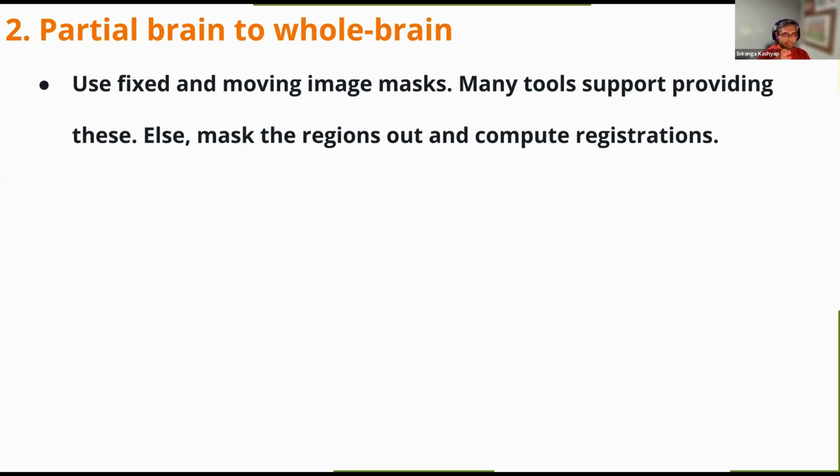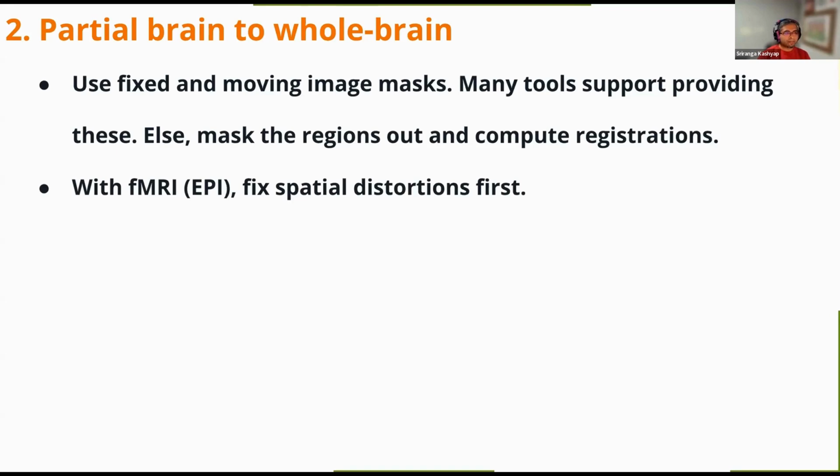Another tip that really works is using fixed and moving image masks. Many tools support this. If you're uncomfortable or you don't know which ones to use, just mask the regions out, keep them in the same space, and then compute your registrations. Then you know that the algorithm did the best job for that region that you want. Again, with fMRI, maybe fixing spatial distortions first really does help.